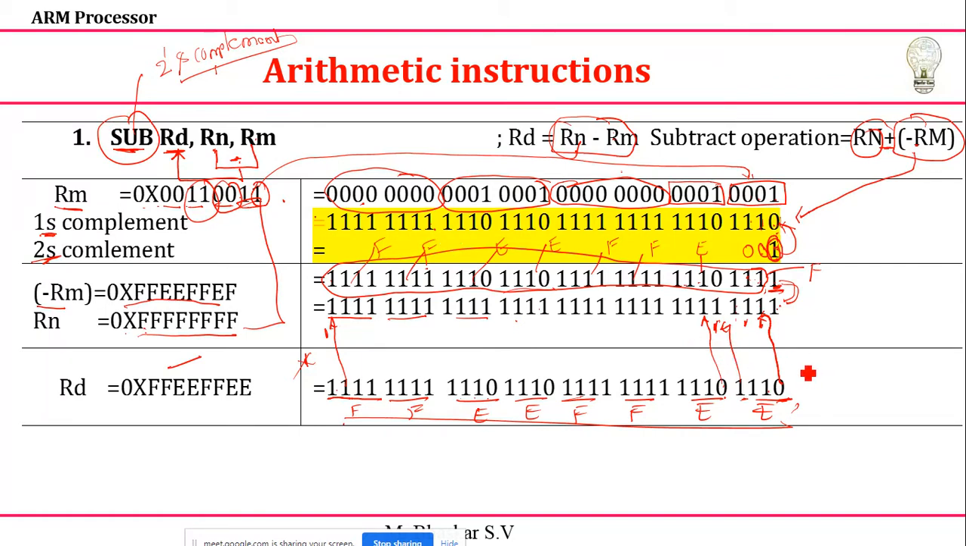Clear about this one, how we are getting? Yeah. So similarly, the second example I'll give. Here I'm taking the two values with the help of resistors. Instead of taking this, I'll take an immediate value. One of the values I'll take as an immediate value.